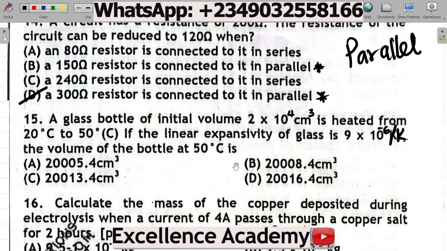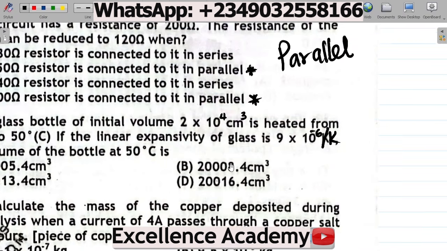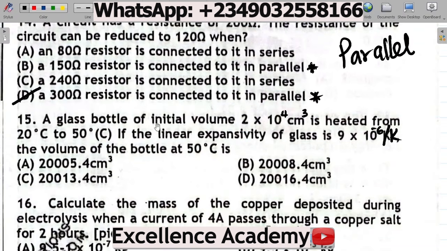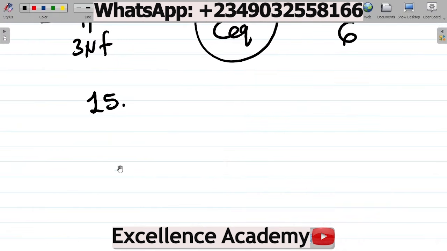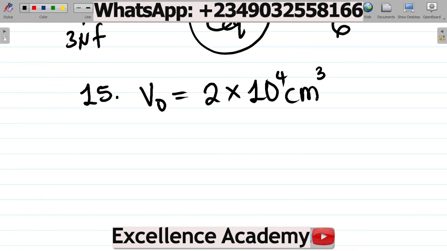Now for this question here, this is a question on linear expansivity. So for question number 15, what do we have there? It said a glass bottle of initial volume 2 times 10 to the power 4 cm cube. Initial volume, let's call it V naught. So V naught is equal to 2 times 10 to the power 4 cm cube. This is the initial volume.